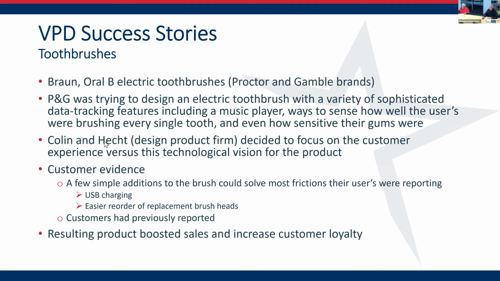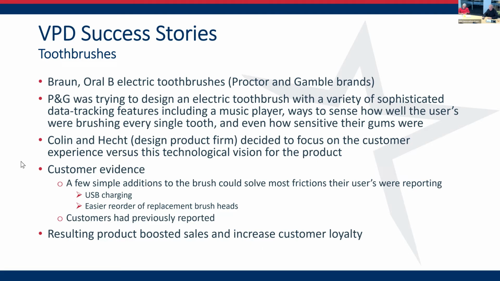They hired a firm called Cullen & Heck, who uses value proposition design, and they simply got out and started talking to customers. And in the end, customers just wanted a few simple things with an electric brush: USB charging so it could be consistently charged, and they wanted to be able to order it and get replacement brush heads. And they implemented that. And of course, Oral-B is a significant player in this market.